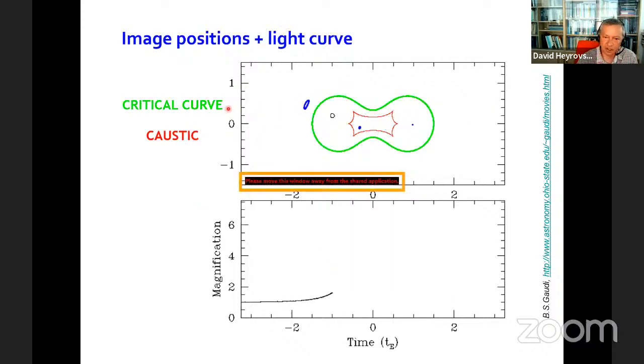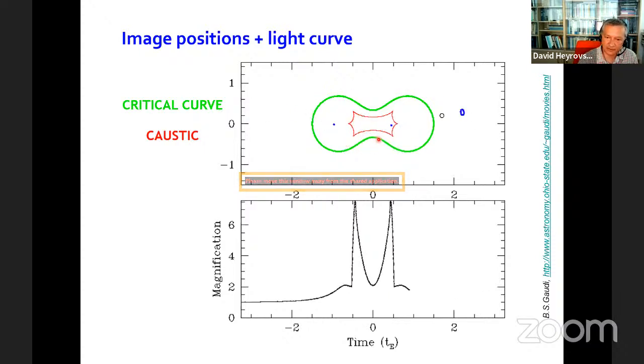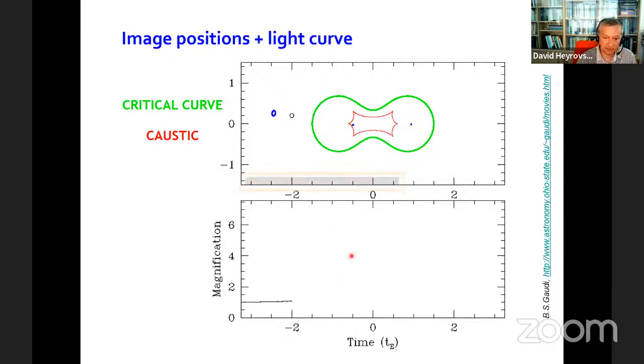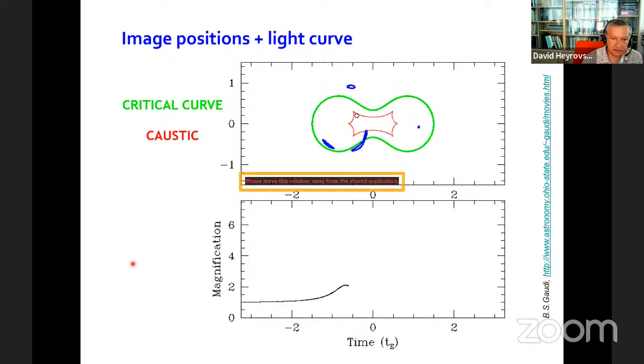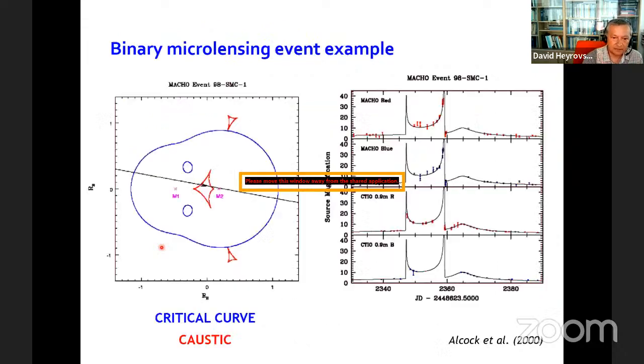So if you stare for a while, you can see that when the source is outside the caustic, you have 3 images. Once it enters the caustic, you have 5 images, and once it exits, you have 3 images again. And the images, whenever the source crosses the caustic, appear on the critical curve and disappear on the critical curve. This is accompanied in the light curve by these huge spikes in amplification. So the shapes of the light curves are dramatically different, but again, it's fairly simple to describe what's going on.